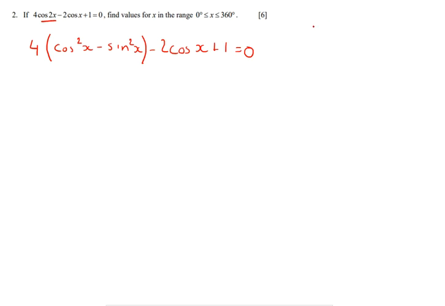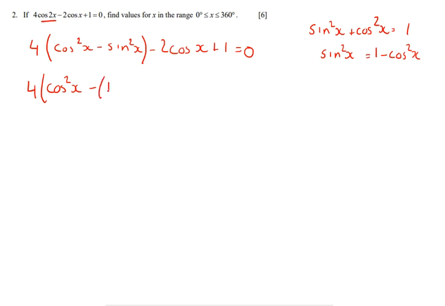So just remember that sine squared x plus cos squared x equals 1, which means that sine squared x is equal to 1 minus cos squared x. So I'm going to replace that. So we end up with 4 open bracket cos squared x minus open bracket 1 minus cos squared x close bracket, and then close another bracket, minus 2 cos x plus 1 equals 0.